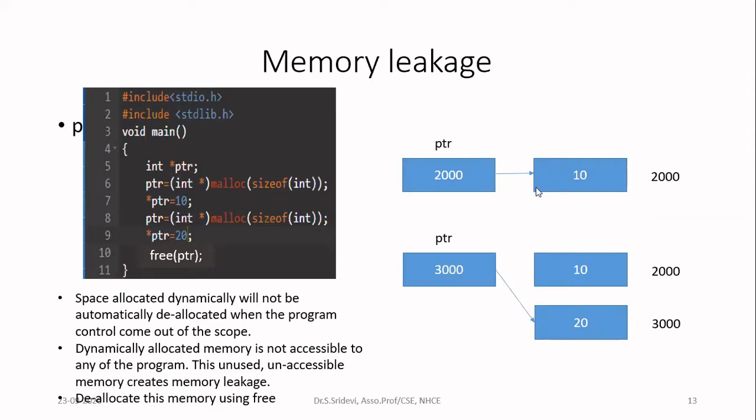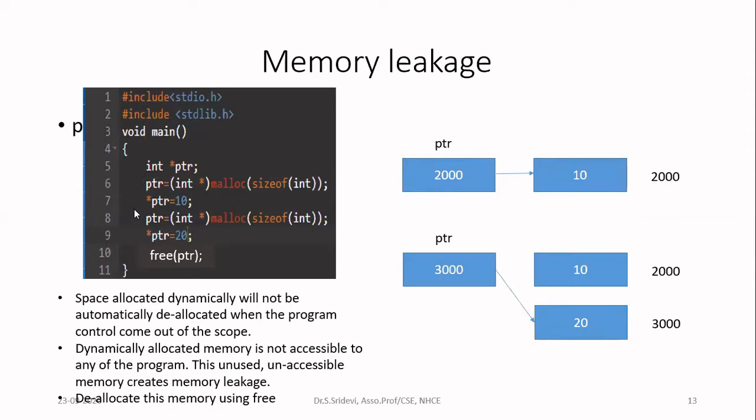Look at this diagram. When I execute statement number 6, 4 bytes of memory will be allocated. Let us assume that the start of the 4 bytes is 2000. Now this 2000 will be stored in the variable ptr because we are writing the statement ptr is equal to something. Whatever memory is allocated, only the starting address will be stored in the variable ptr.